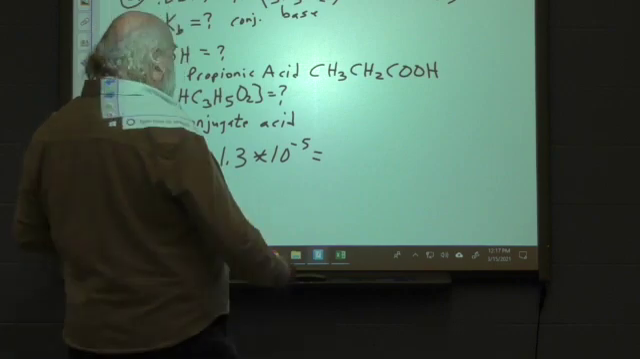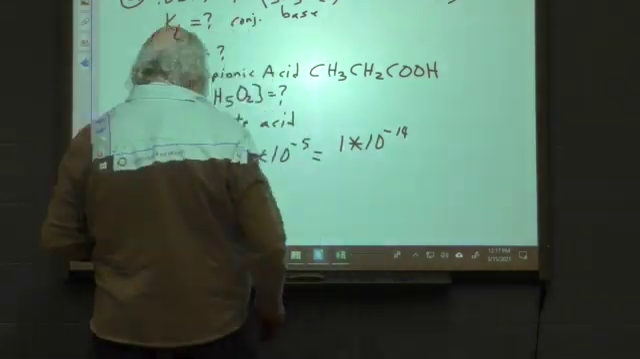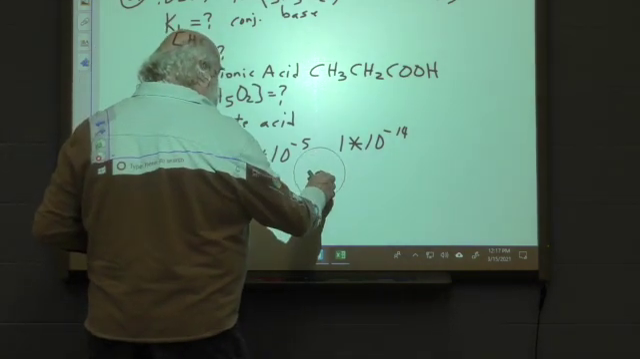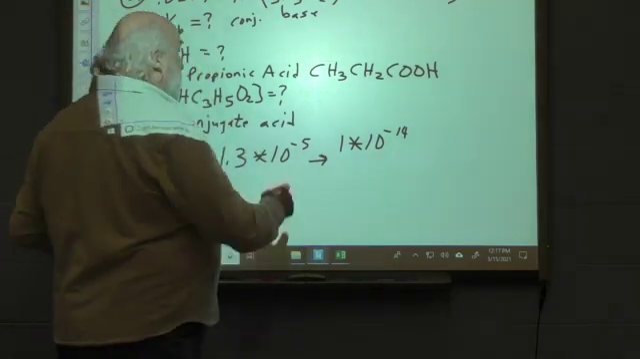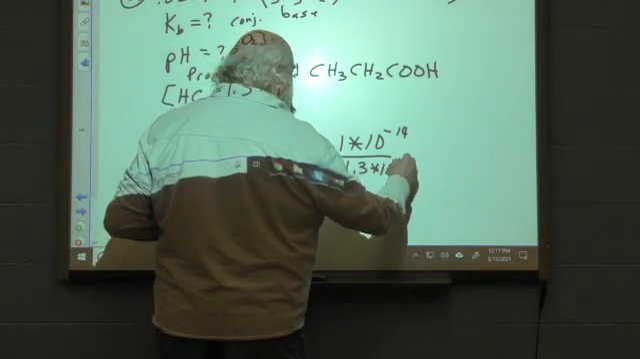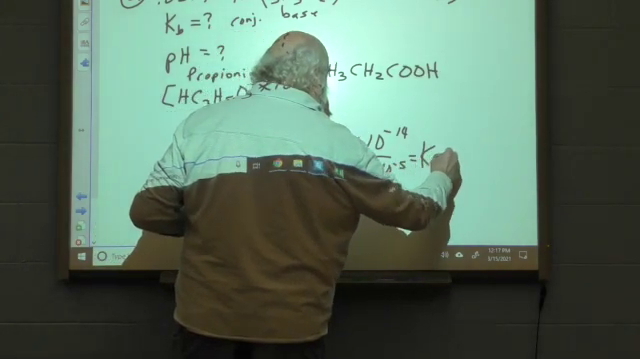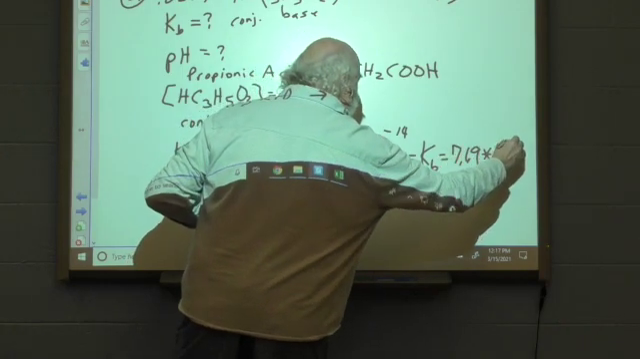So the Kb is going to be 1 times 10 to the negative 14. Not say equal here. Put an arrow there to show that's the next step. Divided by this 1.3 times 10 to the negative 5. And that is going to be equal to the Kb, which is 7.69 times 10 to the negative 10.